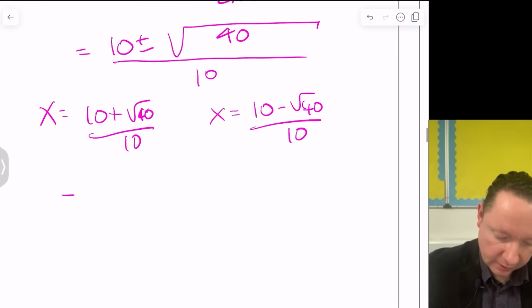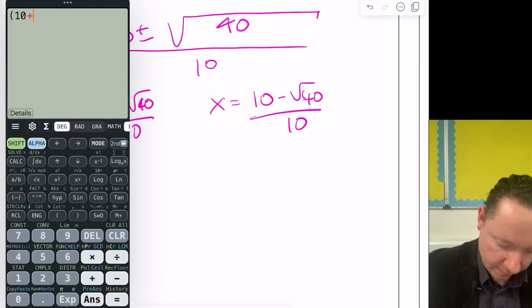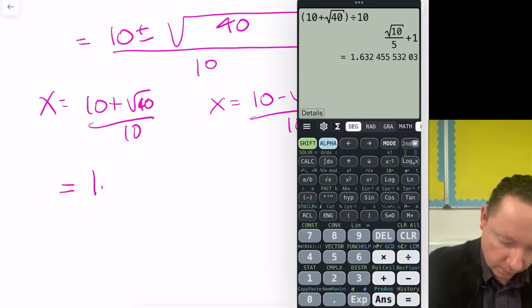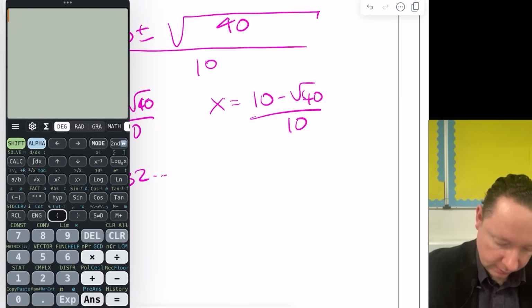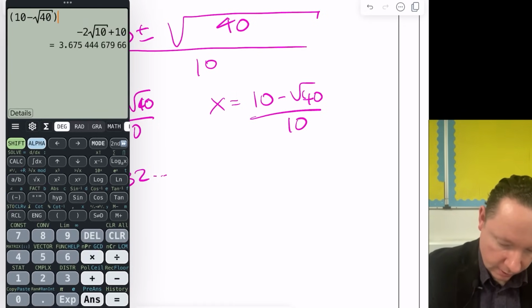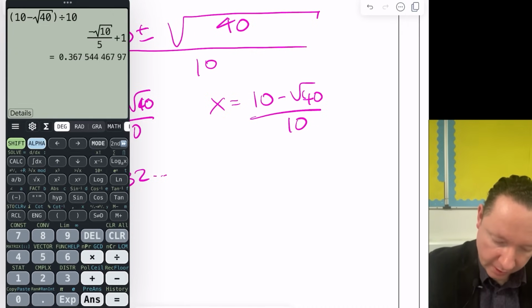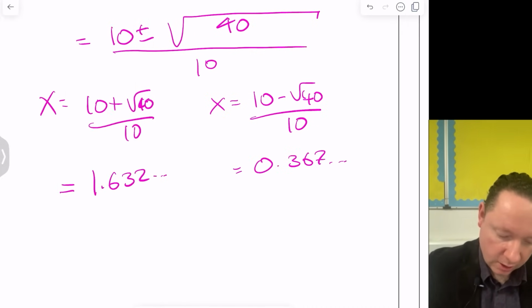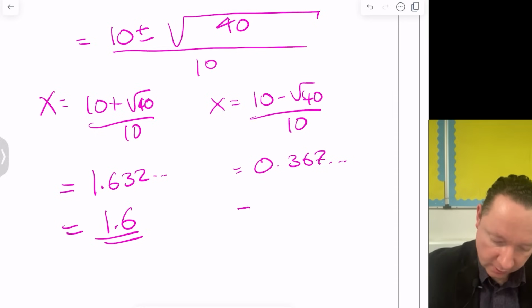Working them out separately. 10 plus root 40 divided by 10 is 1.632. Always unrounded first. And 10 minus root 40 divided by 10 is 0.367 with a bunch of other numbers. So rounding them to 1 decimal place, 1.6, and this one is 0.4, not 0.3.